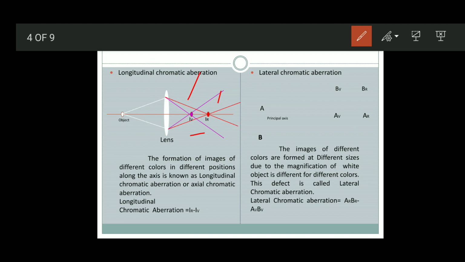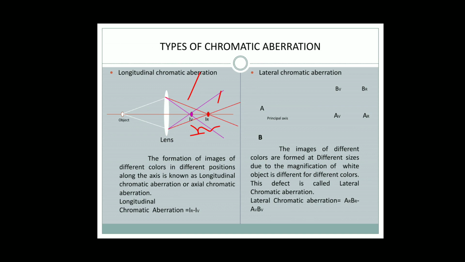So, what is its magnitude? The magnitude is equal to the distance between the two images, that is IR minus IV. So, longitudinal chromatic aberration can be defined as the formation of images of different colors at different positions along the axis. It is also called axial chromatic aberration. And what about lateral chromatic aberration? We know that when the light is white, different color images are formed at different places.